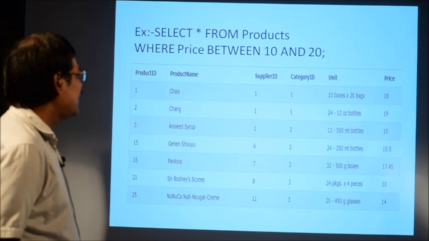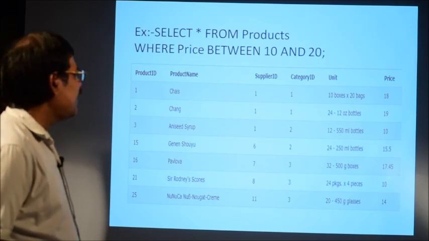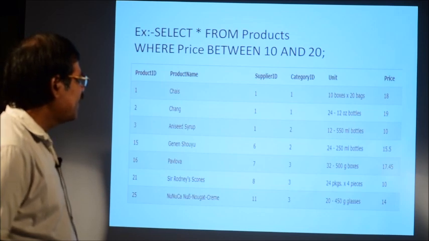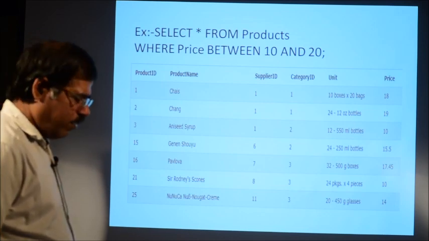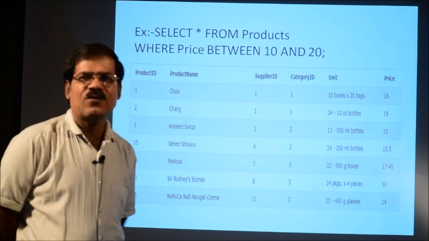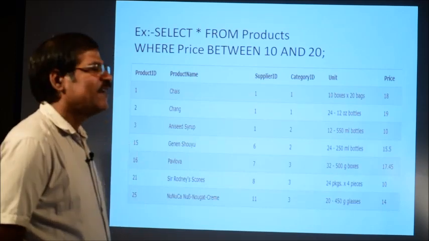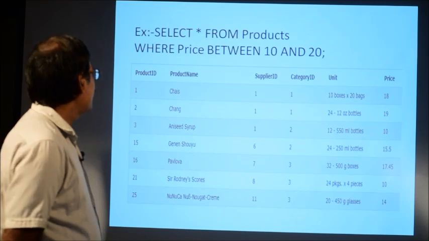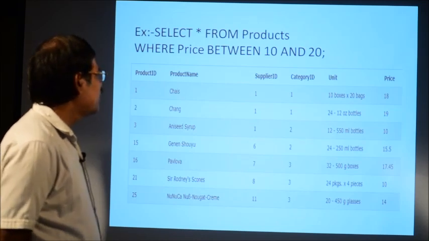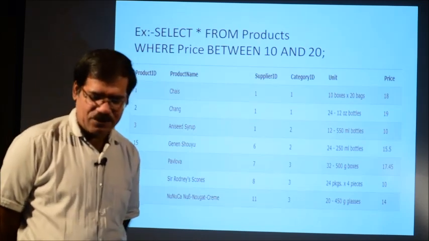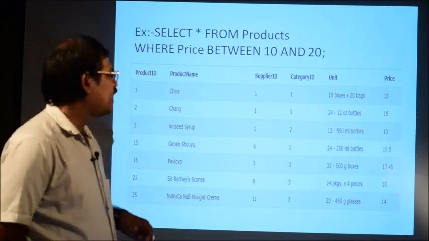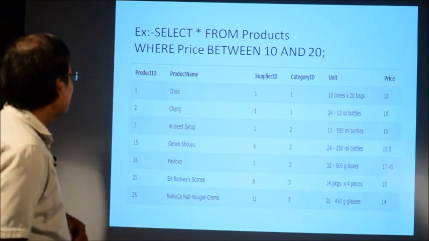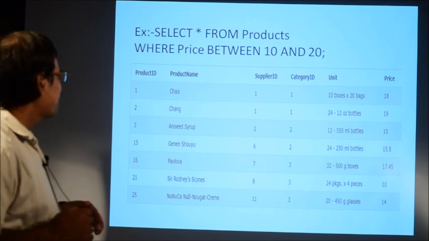Not all are required. Those values are 10 and 20. Within these two values, 10 is the value 1 and 20 is the value 2 or end value. Within this range, whatever prices are available in that particular table, those records will be selected and displayed on your computer screen.